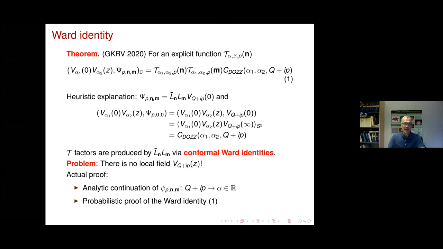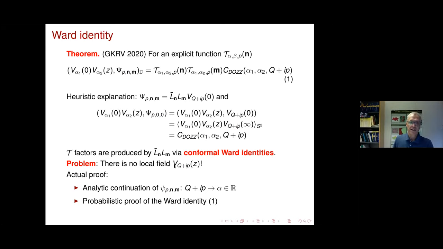And then if I just take these coefficients to zero, so just take the primary field, then that should be the three-point function with one point at infinity, the DOZZ formula. The problem here is that there is no local field like that, and the actual proof is more involved. What you need to do is actually take these eigenfunctions and analytically continue to the real line. Then we are in the probabilistic business. We can do all these conformal Ward identities and things like that. And then analytic continuation back gives you this formula. So the true story is slightly more complicated.